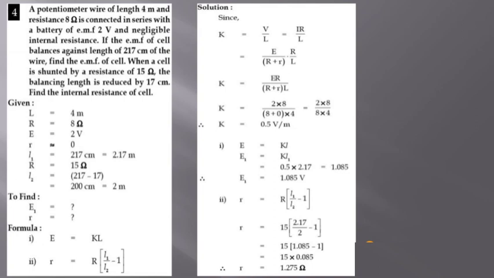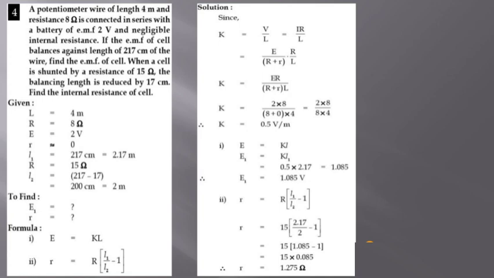So, how to solve this numerical? First of all, which quantities are given here? Capital L is equal to 4 meter, R is 8 ohms, battery EMF is equal to 2 volts. Small r, you have to find out the value of r by using the formula r is equal to R into L1 by L2 minus 1, and you have to find out the value of E also.